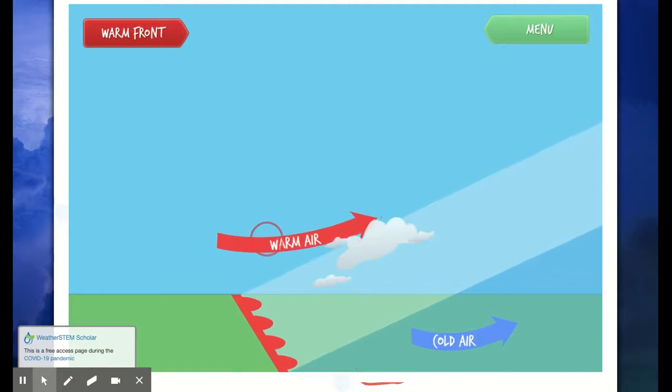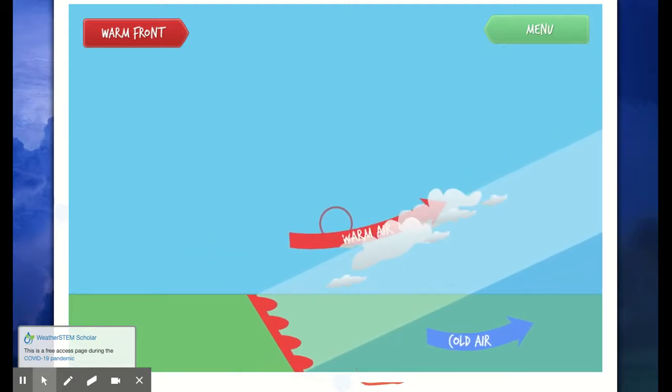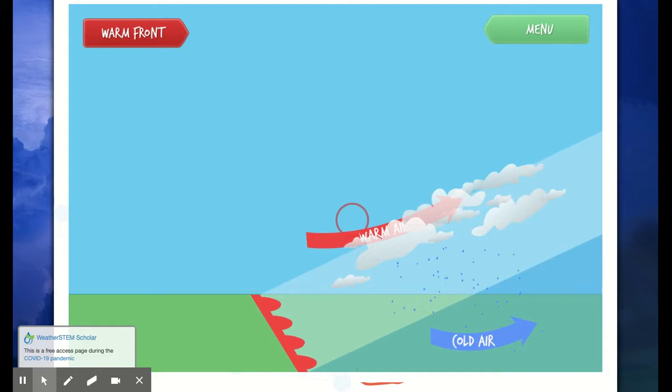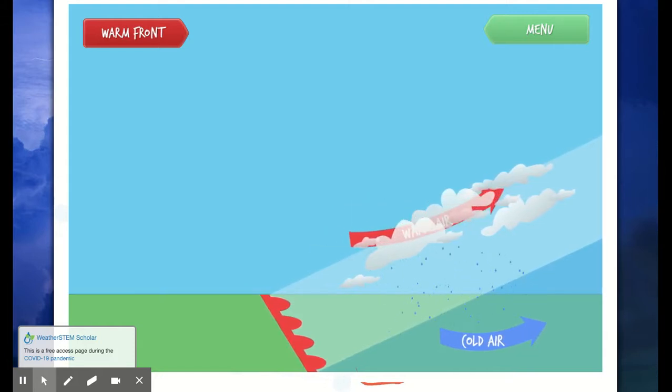So instead, it rises above it and kind of takes it over on the top. And as a result, when it rises, you get these clouds and precipitation that fall as well. Again, you're going to have clouds, you're going to have storms, but it's not really storms, it's calmer weather, maybe light rain, light precipitation. It's not going to be as intense as a cold front.